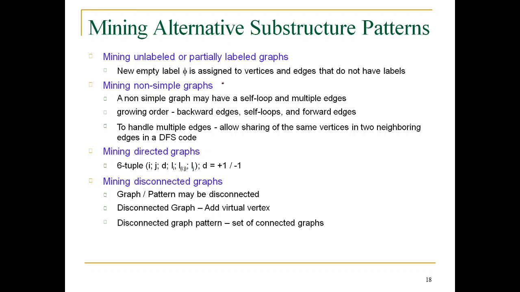In a non-simple graph we have self loops and multiple edges. gSpan will first grow the backward edges, then it will grow the forward edges. So in order to accommodate the self loops, the growing order should be changed: backward edges and self loops, and then forward edges. It will allow the sharing of vertices with the two neighboring edges in a DFS code. It will follow a lexicographical order and it will handle multiple edges.